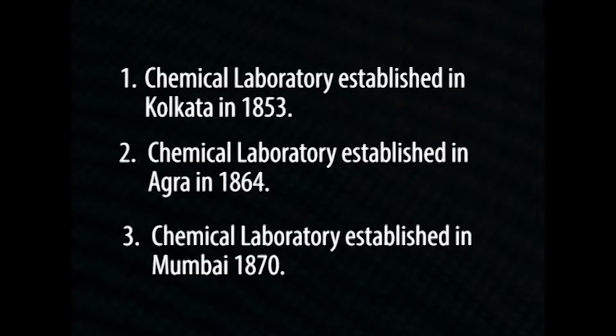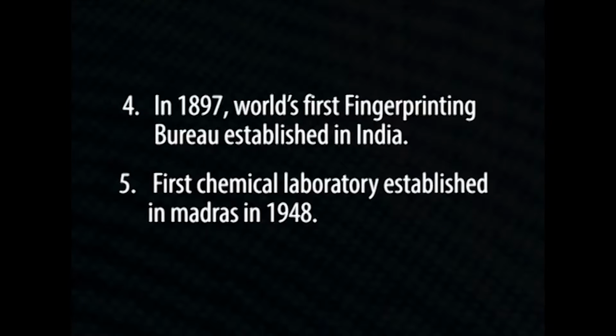First, a chemical laboratory was established in Kolkata in the year 1853. Next, a chemical laboratory was established in Agra in 1864. Next, a chemical laboratory came up in Mumbai in the year 1870. Followed by, in 1897, the world's first fingerprint bureau was established in India. A chemical laboratory was established in Madras, now Chennai, in the year 1948.